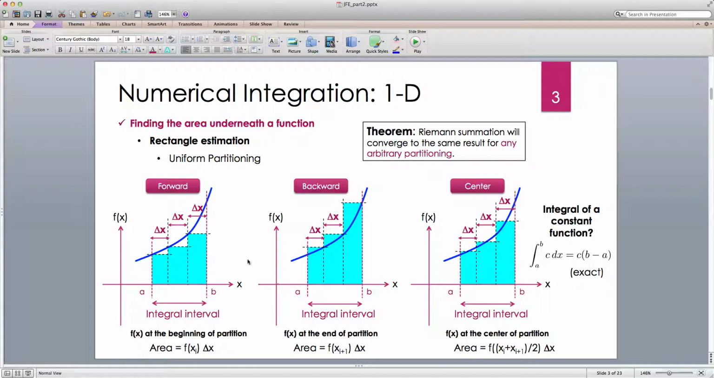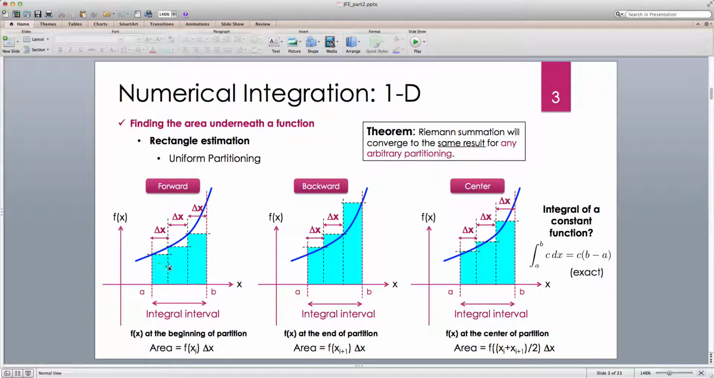Now if we do any of these, forward, backward, and center, using uniform partitioning, when n goes to infinity, when we have an infinite number of subintervals, all of these three ways should converge to the same number, which we define as the integral of the function. In fact, there is a more general lemma or theorem that says that the Riemann summation will converge to the same result, all right? So the same result is the key here for any arbitrary partitioning.